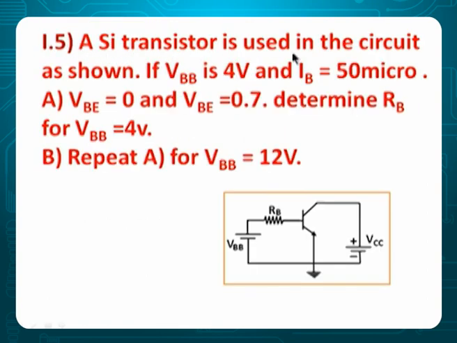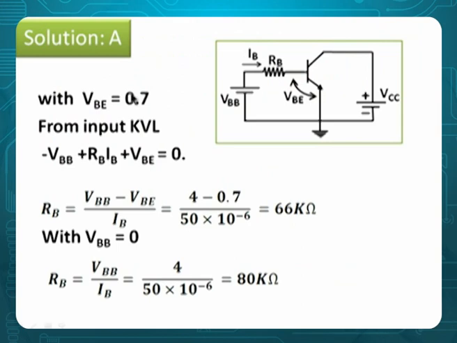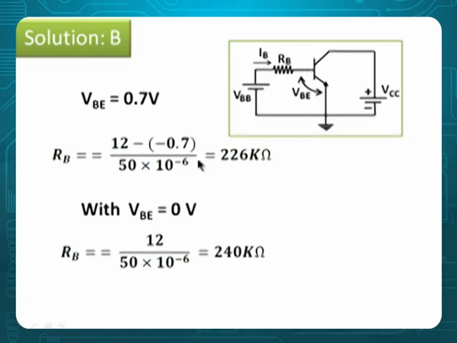Question number 5. A silicon transistor is used in the circuit shown in the figure. If VBB is 4 volts and IB is 50 micro, calculate RB for VBE of 0 and VBE of 0.7. Suppose VBB is 12, how does that affect it? The circuit is a very simple circuit. We only want to see it for different values of VBE. If VBE is 0.7, this is the value. If VBE is 0, you put 0 there and you'll get the value. And with 0.7 there, you'll get this value.